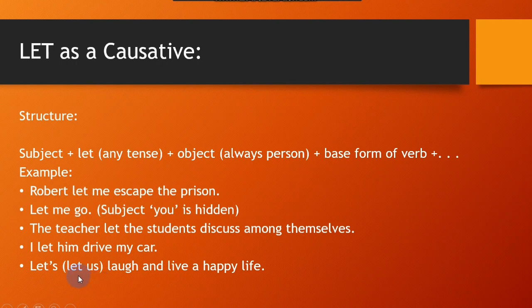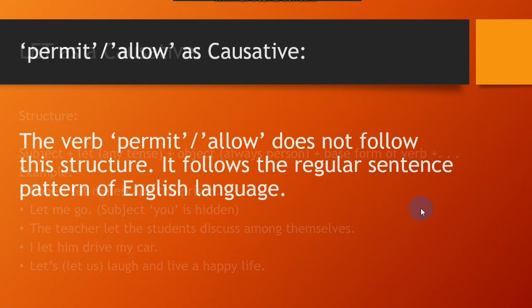Let's, which is actually let us: let's laugh and live a happy life. Again, laugh and live, both came, but as zero infinitive. So with let there is always a person, and whenever there is let or make, we always get the zero infinitive, that is without to, the base form of the verb.